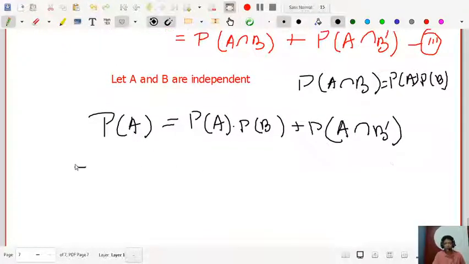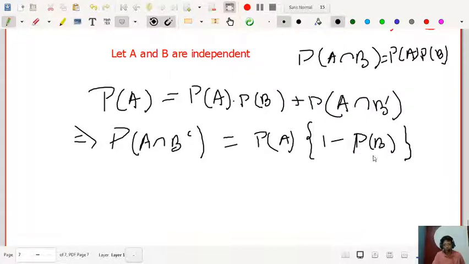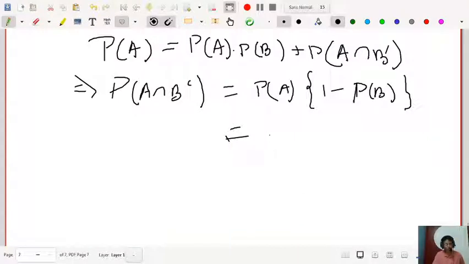Now, if you transpose this quantity to the left hand side, you can do some manipulations on that. So you can write A intersection B complement equal to, you can take probability of A common. After taking common, you can write 1 minus probability of B. So 1 minus probability of B is nothing but your complementary event, so that is equal to probability of B complement.